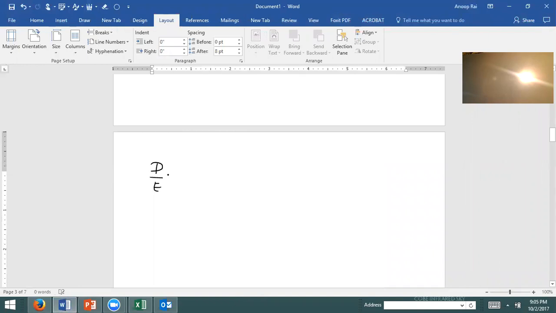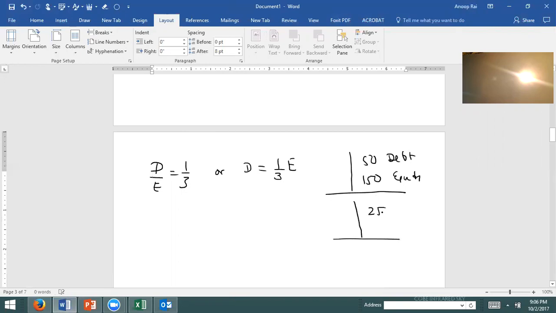So debt to equity is 1/3. Or in other words, debt is equal to 1/3 equity. Now you can do it in various ways. If you want easily, you just take some number for equity because debt is 1/3. Make it so that it's a round number. So let's say you have 150, then 1/3 of 150 is 50. So you can say this is debt and this is equity. Same thing can be done with 25 and 75, debt and equity. So the total here is 100.